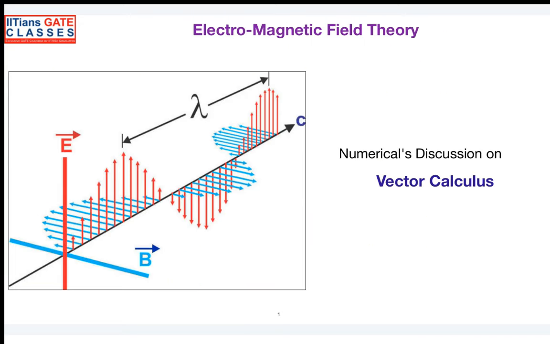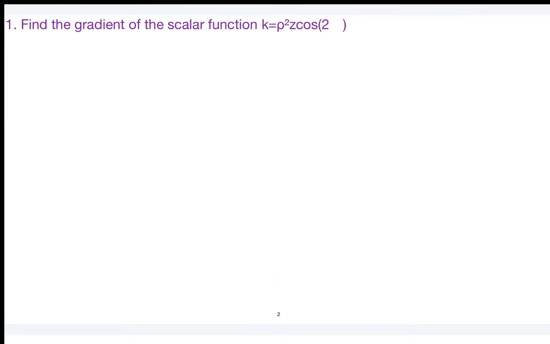So see the first problem. In this problem, you need to find the gradient of this scalar function. There is a scalar function k equal to rho square z cos 2 phi. So you need to find out the gradient of this. First of all, the scalar function is in which type of system? Cylindrical. So what you need to do is write down the equation for the gradient in the cylindrical system.